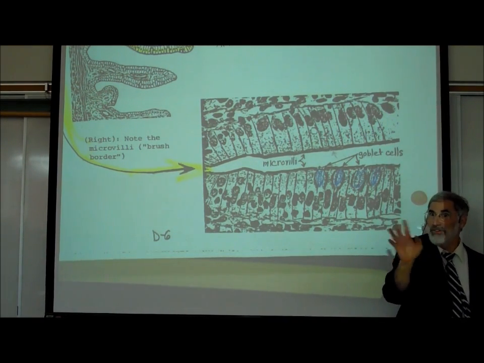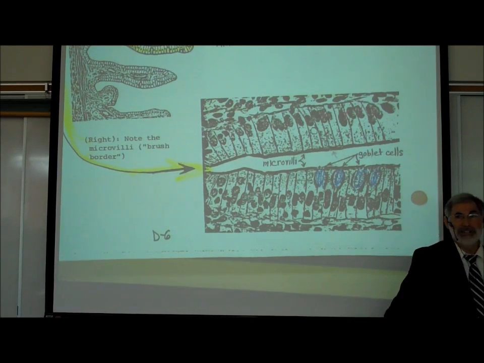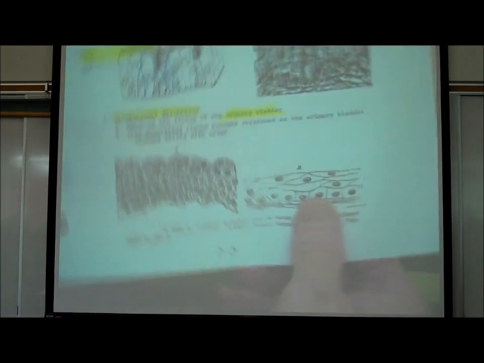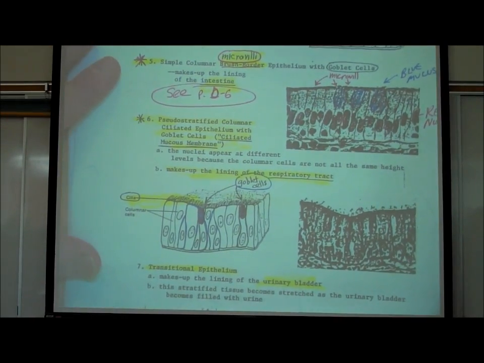You just kind of see this fuzzy, looks like a brush. So it's called a brush border. You can't really make out the individual microvilli when you see it. All right, so that's, we had that out last time. It's out again today. And so let's learn another one.